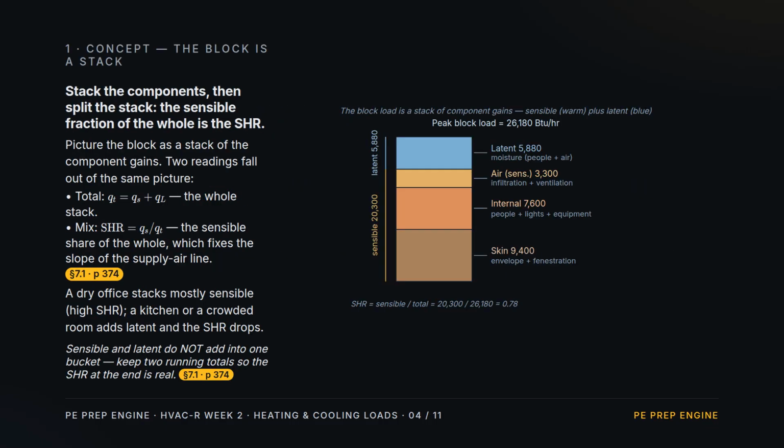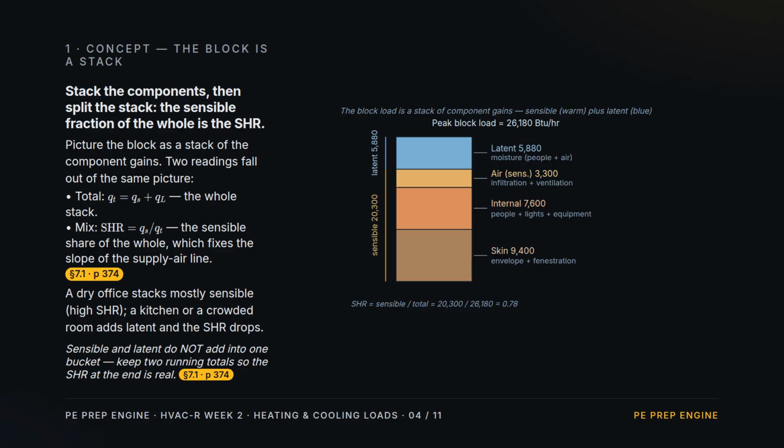Concept 3. The block is a stack. Picture every component gain stacked into one bar. Read it two ways from the same picture. The whole stack is the total load, and the sensible share of that whole is the sensible heat ratio, which fixes the slope of the supply air line.